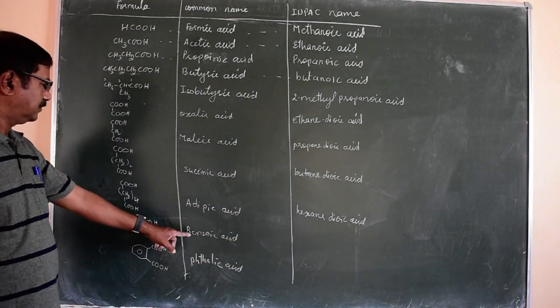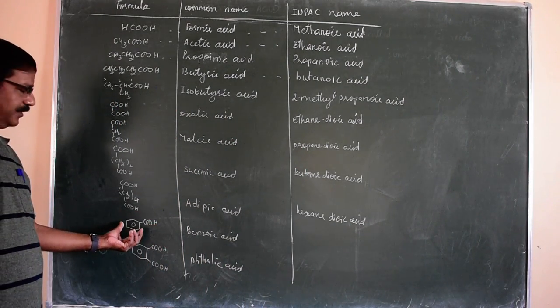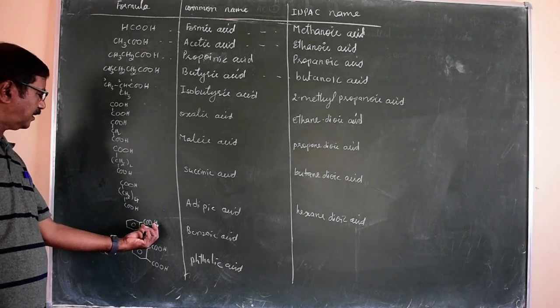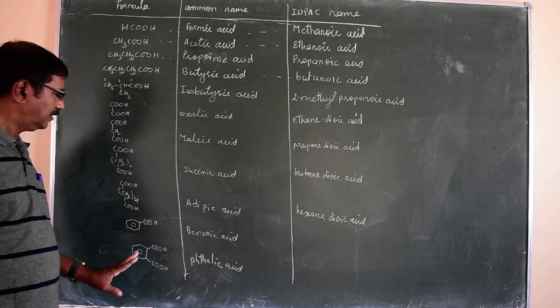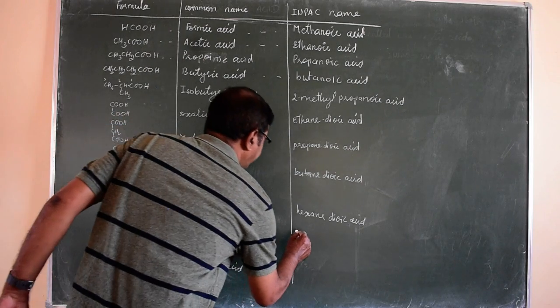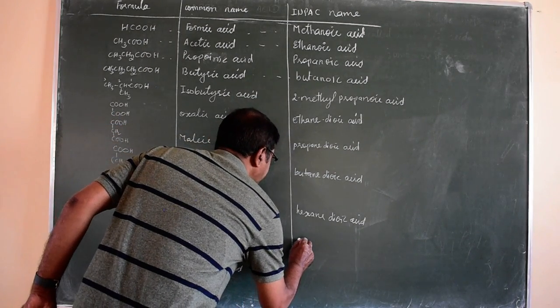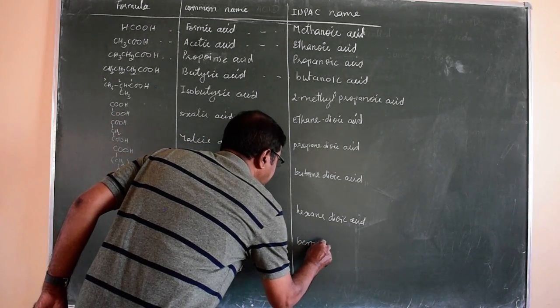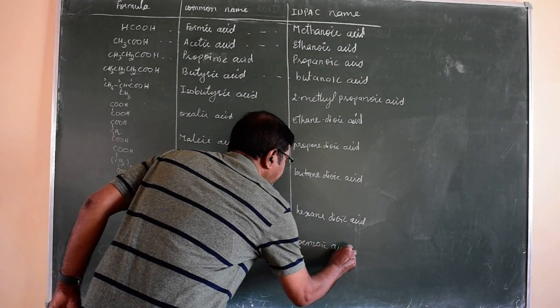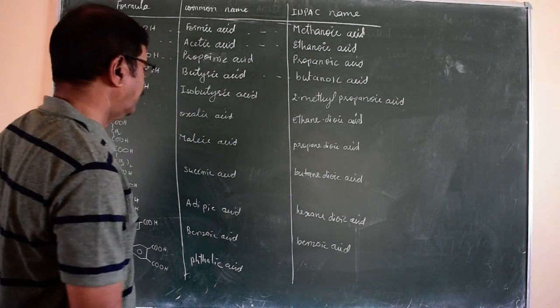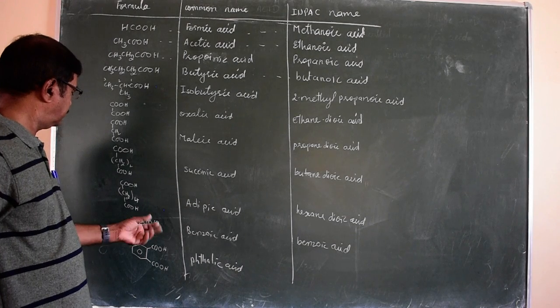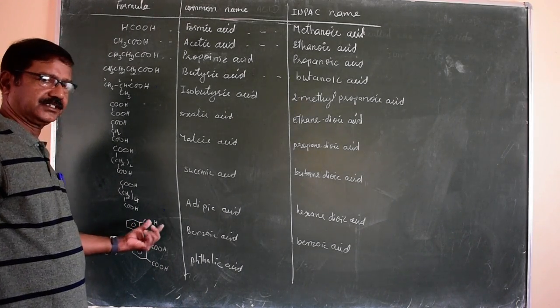Afterwards, it's also called benzoic acid or benzene carboxylic acid. So it's benzoic acid. The common name is also benzoic acid, or benzene carboxylic acid.